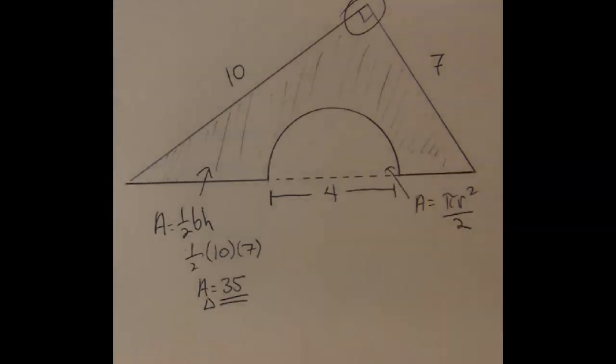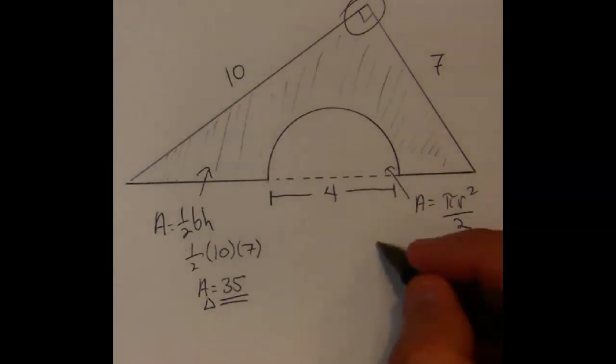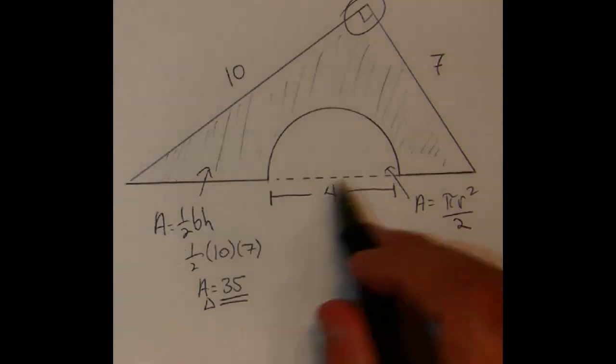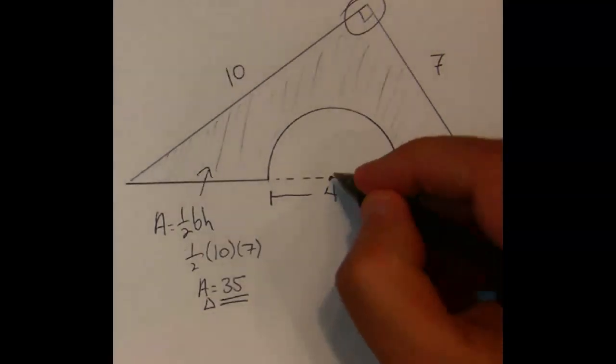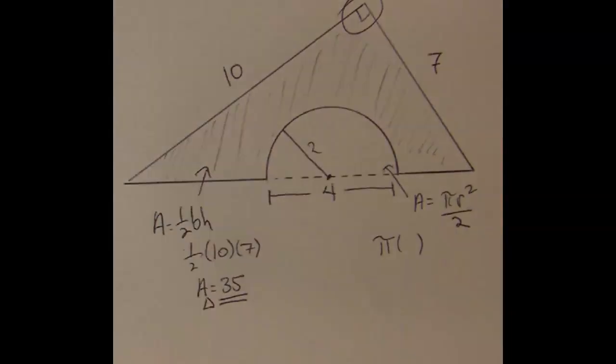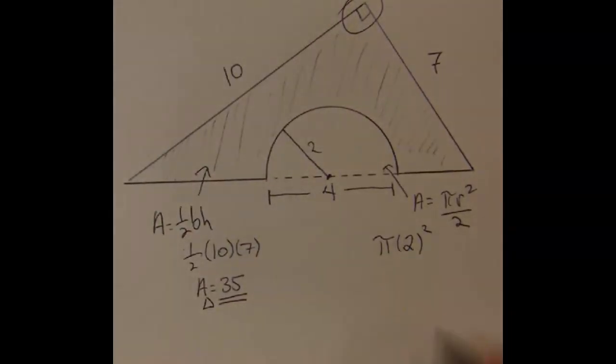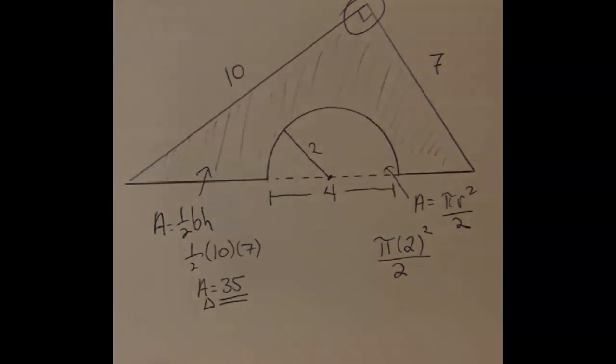Now, let's find the area of our semicircle. Please be careful with this. This is not the radius. Of course, that's the diameter. The radius is half of that, which would be 2. So this would be pi times 2 squared and then divided by 2. All right, let's see what we get.